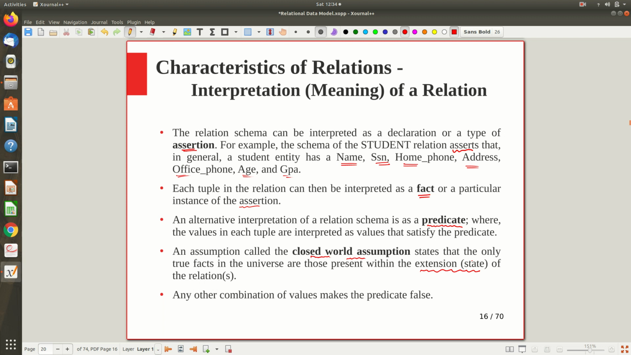So for a valid state this should be true. This is the requirement for a valid state. Any other combination of values that makes the predicate false is not part of the particular relational state. If so, it will make it an invalid state. So we don't want it, right?